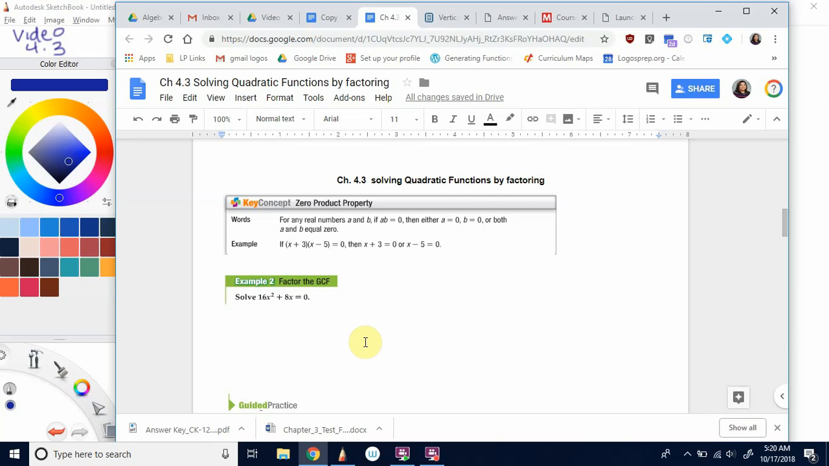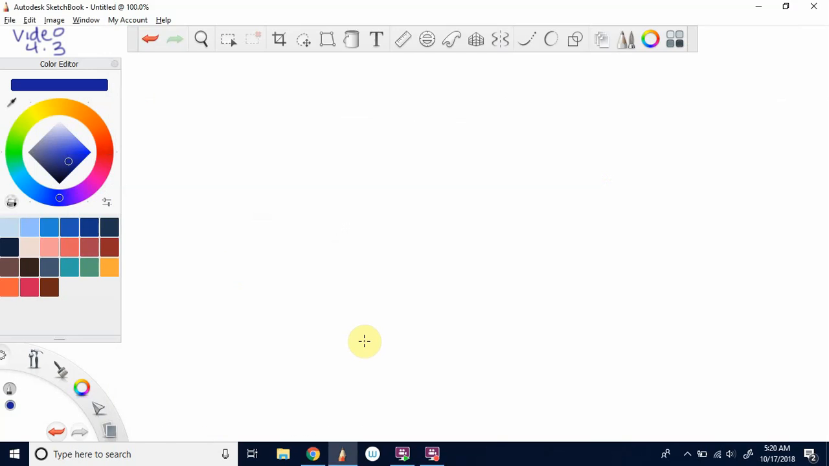So we have a quadratic equation. We're going to look at this first example: 16x squared plus 8x equals 0. All right, so it's got to be equal to 0. We have a quadratic. We're missing the constant term, but that's okay. So we're going to factor this first, and then we're going to set each factor equal to 0 to find the roots. The solutions, x-intercepts, same difference, because we're using the zero product property.